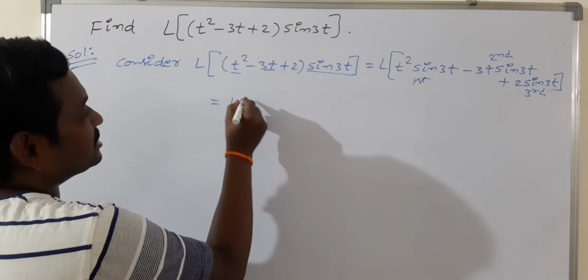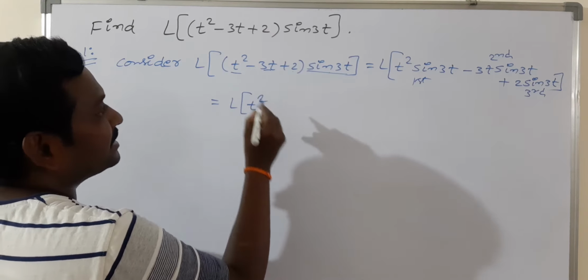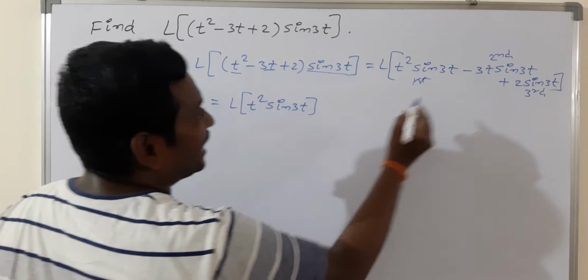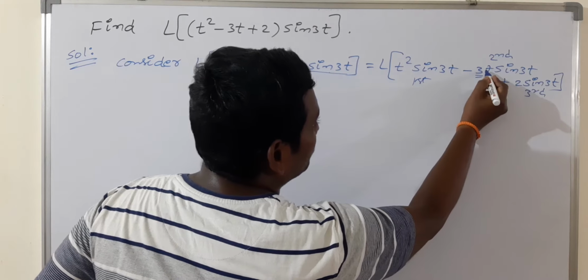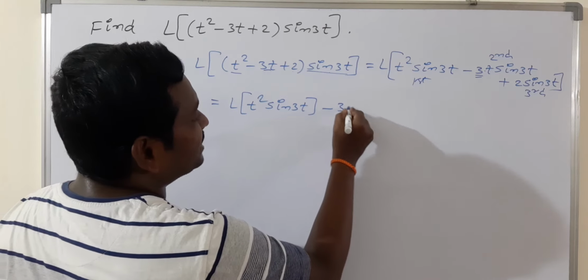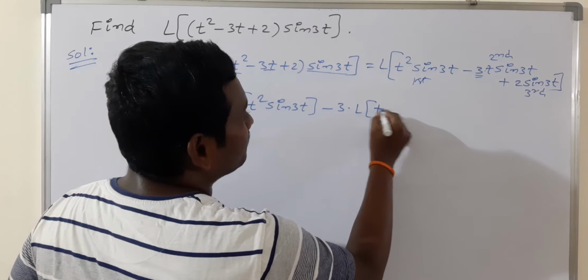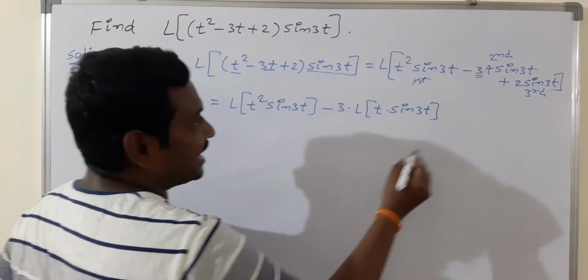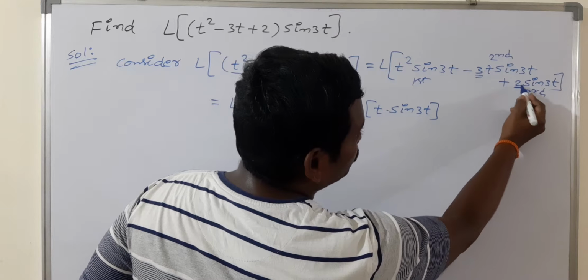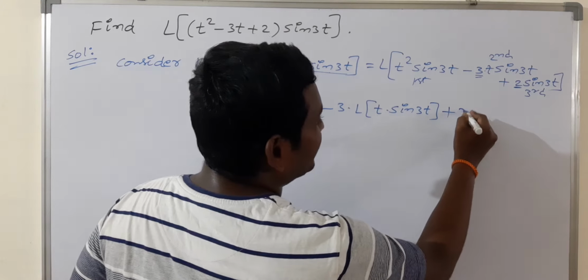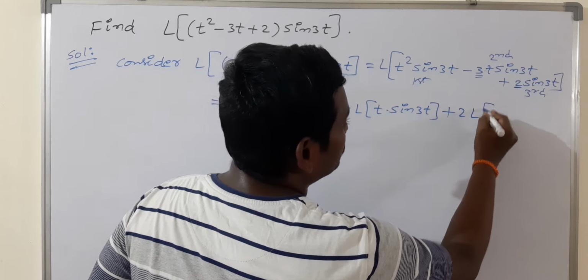So first part becomes L of t square into sin 3t, minus 3 is the constant term which is in product. So take outside from Laplace. So minus 3 into L of t into sin 3t. Again in the last one, 2 is constant which is in product. So take outside from the operator L. So you will get 2 into L of sin 3t.